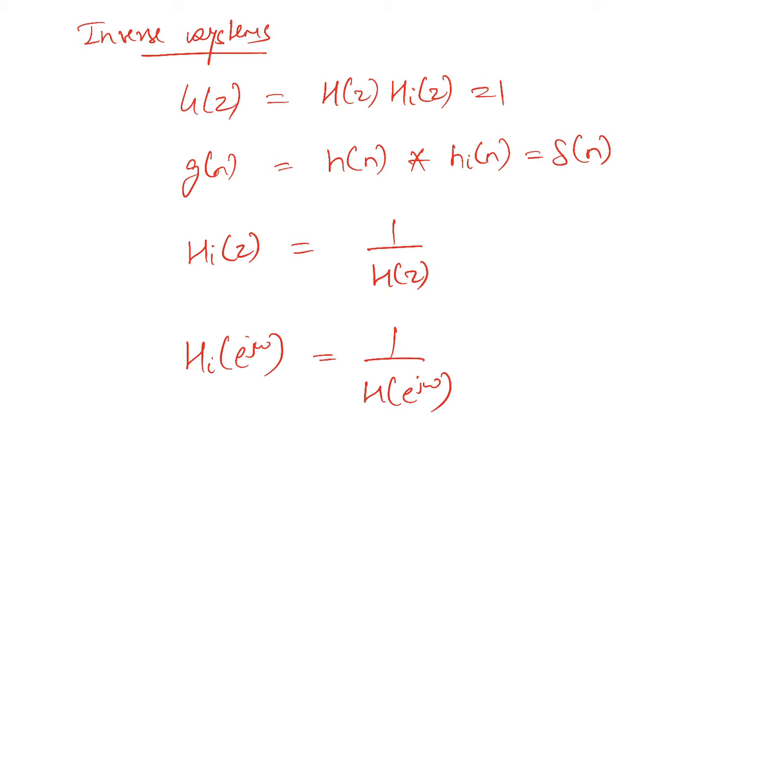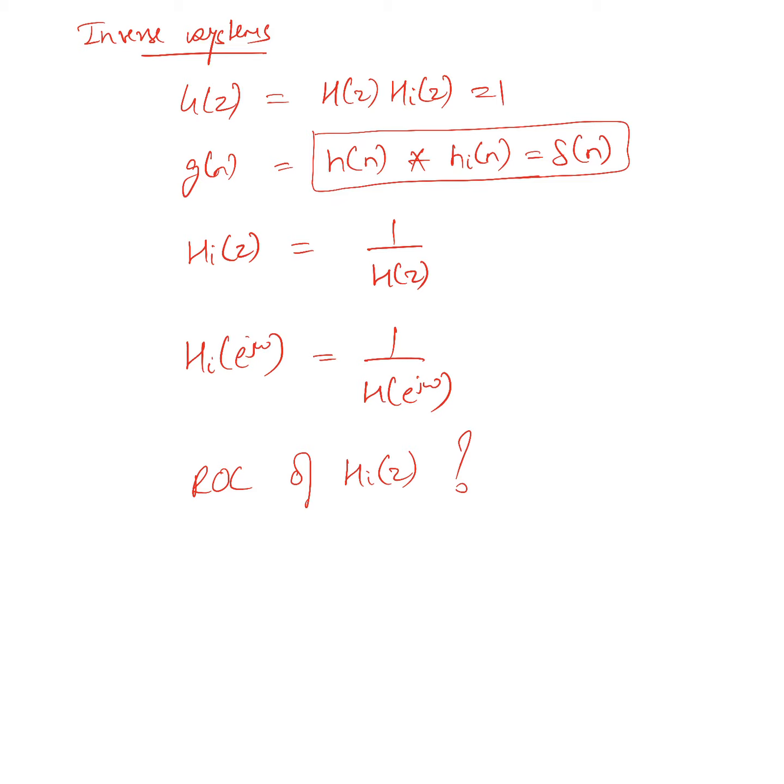Now again the question arises, what would be the ROC of hi of z even if the ROC of h of z is given to you? To compute the ROC of hi of z, first of all you need to understand that for this equation to hold, the ROC of h of z and the ROC of hi of z must overlap, because if their ROCs do not overlap, then you cannot convolve them.